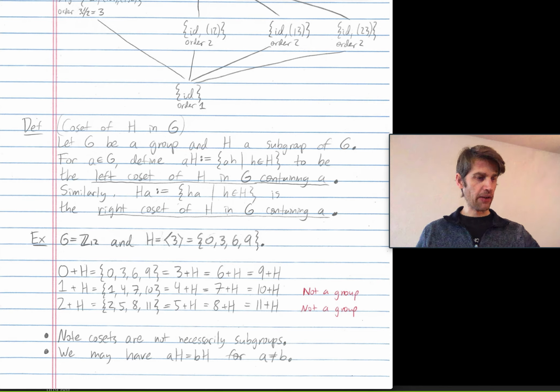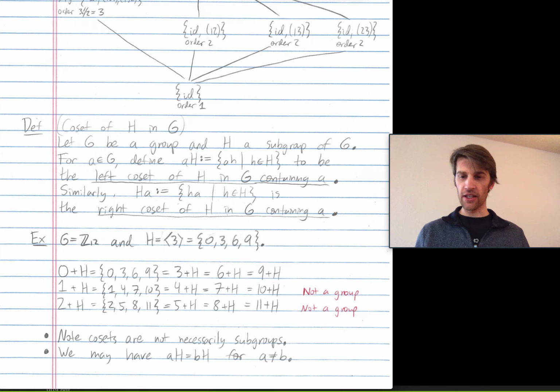All right, so the elements of 0 plus H are all things of the form 0 added to somebody in the subgroup H. So 0 added to 0 gives me 0. 0 added to 3 gives me 3. 0 added to 6 gives me 6. And 0 added to 9 gives me 9.